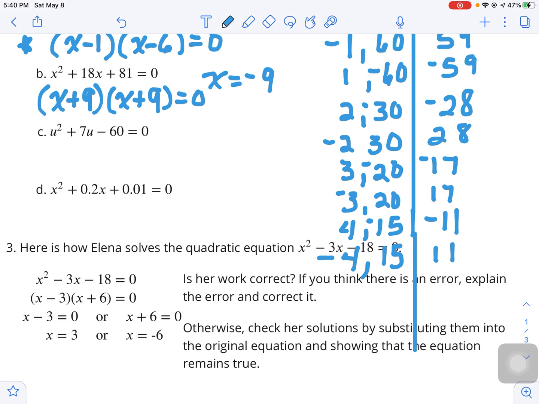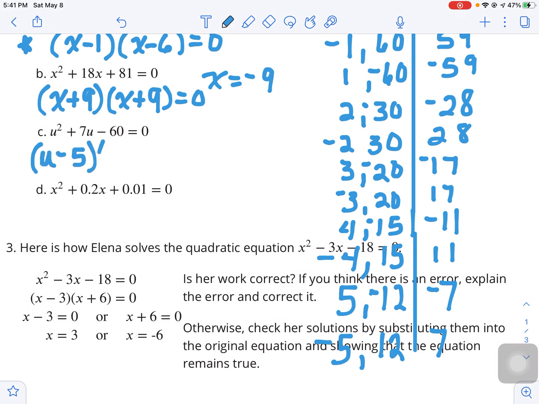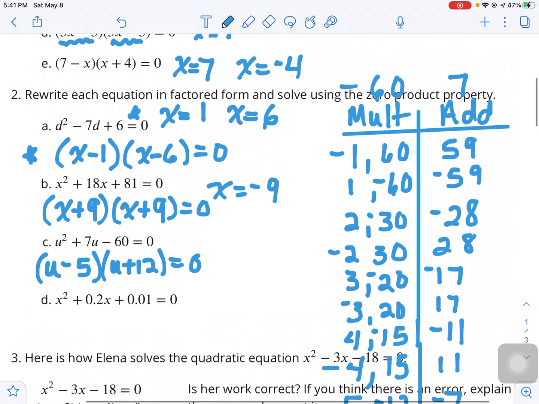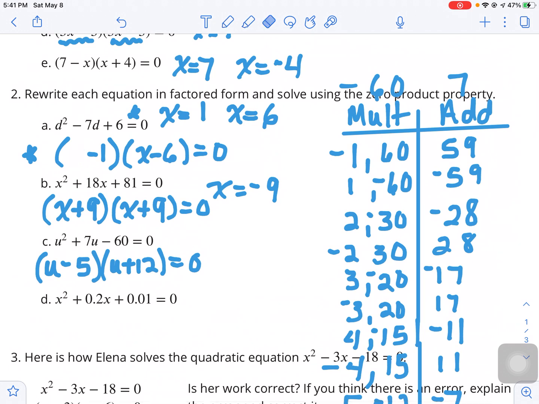Still not 7. 5 goes into 60 12 times. So I'll do 5 and negative 12. Close, but it gives me a negative 7. So I'm going to want to use negative 5 and positive 12, because then that will give me a positive 7 when I add. So finally, I have it. I guess we're using u now instead of x. So it's u minus 5 times u plus 12 is equal to 0. I guess this should have been d up here also.